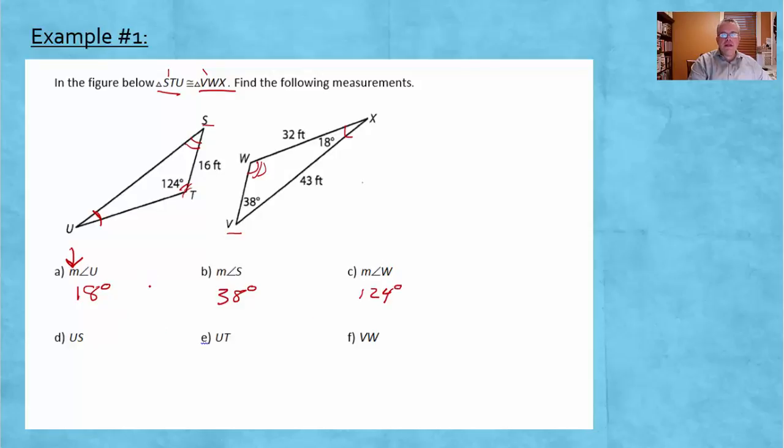Okay, same for the sides. We want the length of US. When I look at this, I see that US is the longest side. So that has to match the longest side of this triangle. So US would be 43 feet. So it's asking for the length. When it's missing the bar up top, it's talking about the length of the segment. Alright, we want the length of segment UT. UT is this one. Well, UT matches XW, so that'd be 32 feet.